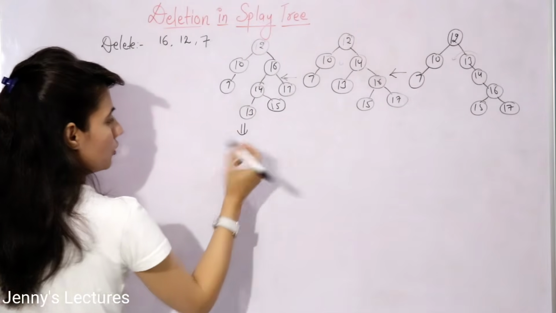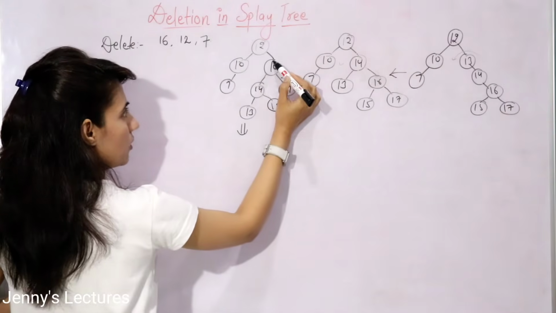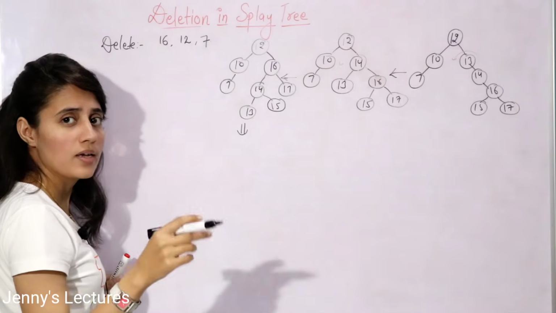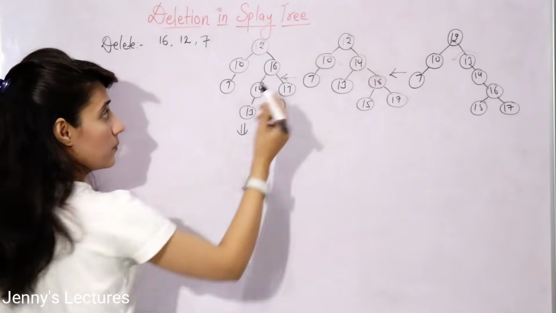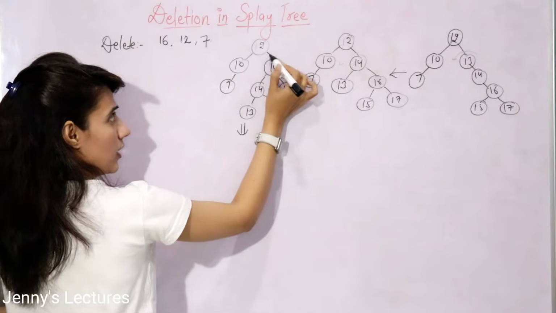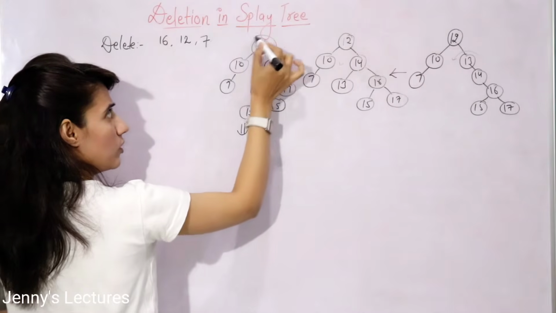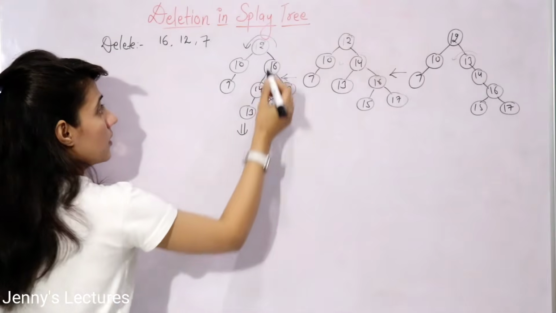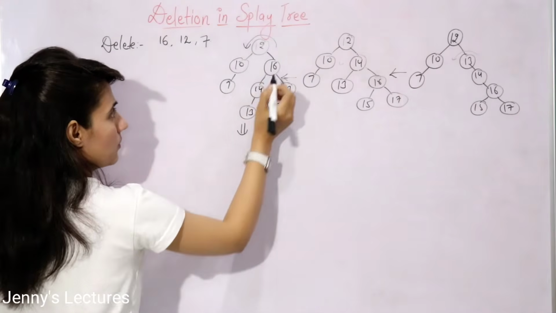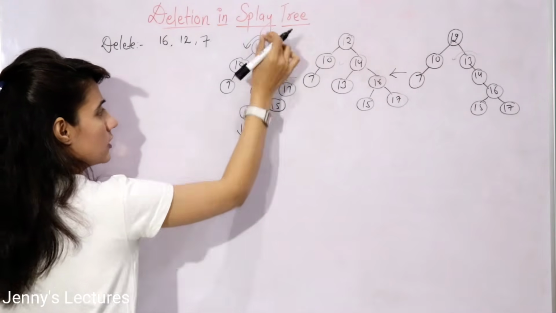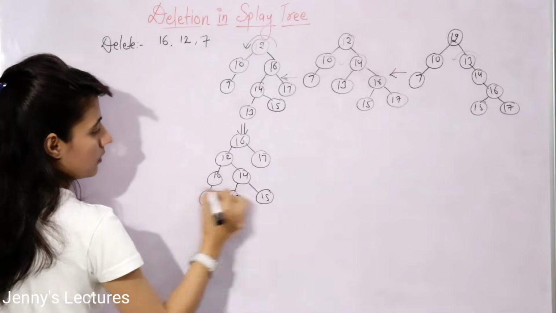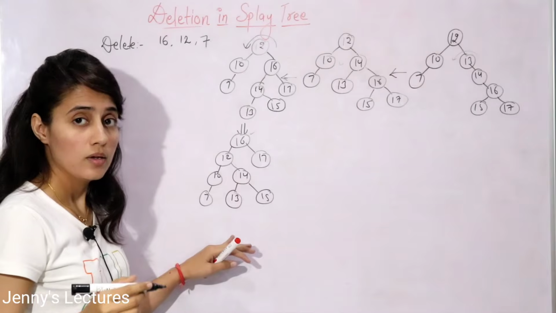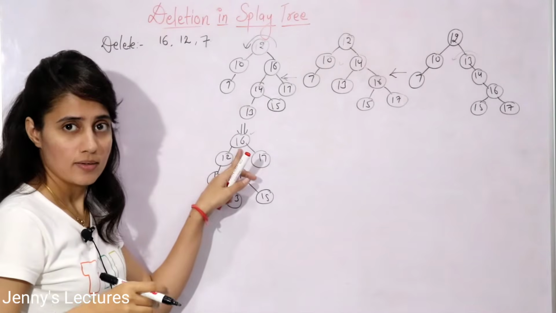Now which rotation do you need to apply? Check out, the parent of 16 is the root. So it is a zig situation. It does not have any grandparent. Now this 16 is to the right of its parent, so we will do a left rotation. So it is a zig rotation, you can say. After the left rotation the tree would be something like this. 12 would go downward, 16 would go upward. Now see, the 16 is the root. Now we are done with the splaying. Now you can delete the 16, right?